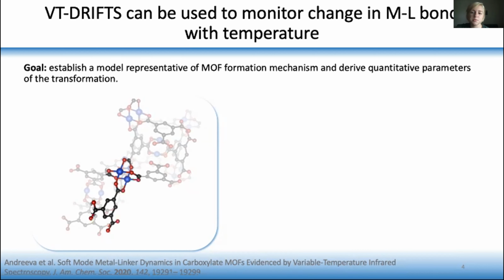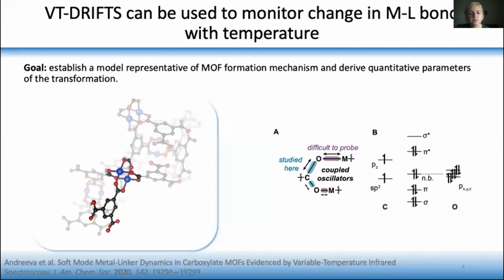And so to probe the dynamics of the metal linker bond, we turn to vibrational spectroscopy, namely VT DRIFTS, which stands for variable temperature diffuse reflectance infrared Fourier transform spectroscopy, which is basically just variable temperature infrared spectroscopy for solid state powdery materials. And another thing to note about the system is that metal oxygen bonds usually appear at fairly low energies, which fall outside of the range of conventional IR instrument.